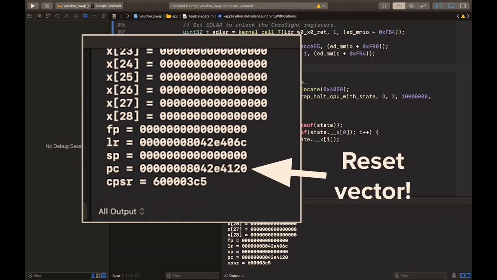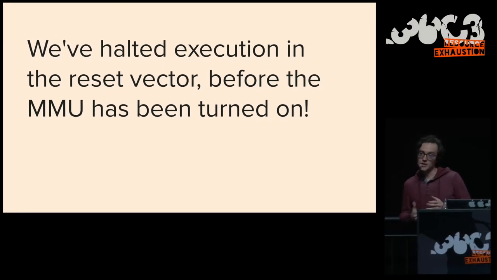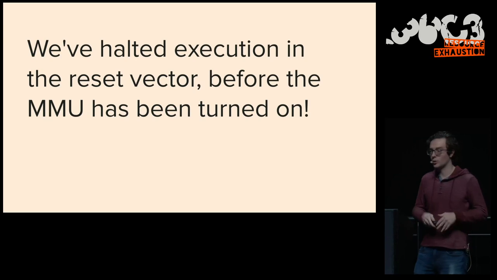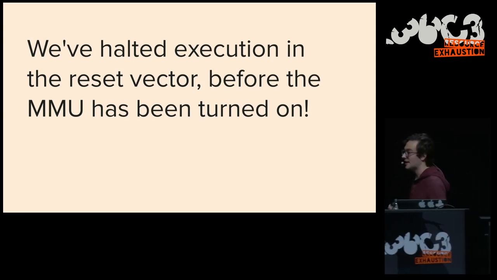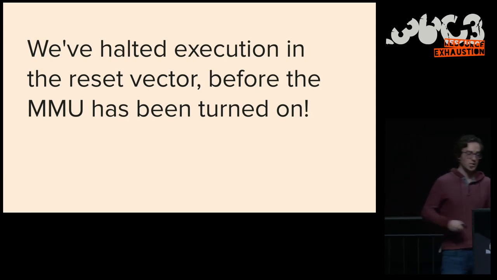And the value of PC doesn't really look like a normal kernel virtual address. Those usually start with something like FFFF. But it does look like some sort of physical address, perhaps. With a little bit of digging, I pretty quickly discovered that this is the physical address of an instruction in the reset vector. Now things are really getting interesting, because what this suggests is that we've managed to halt the execution of a CPU core while it's actually running the reset vector, and in particular before the MMU has been turned on. This is a really critical point in time for KTRR, because before the MMU has been turned on, KTRR is unable to protect the CPU from executing instructions outside of the locked down region.